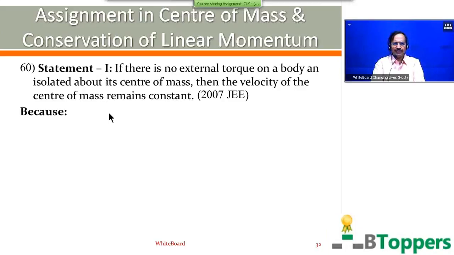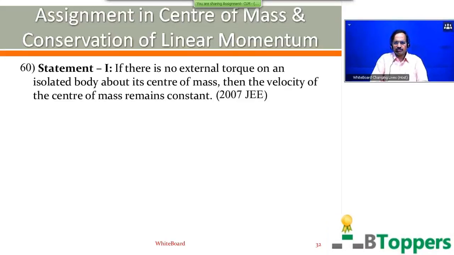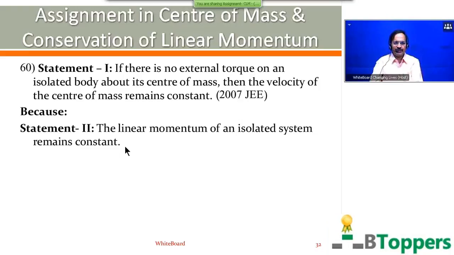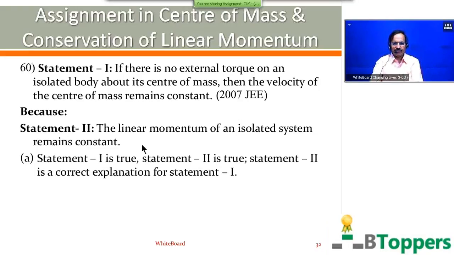Look at the question number 60. Statement 1. If there is no external torque on an isolated body about its center of mass, then the velocity of the center of mass remains constant. Because, look at the statement 2. The linear momentum of an isolated system remains constant.